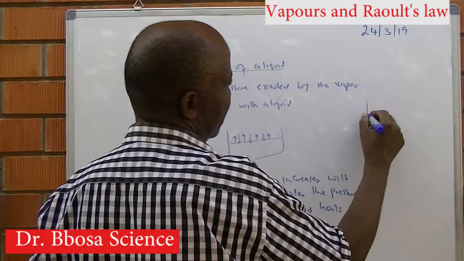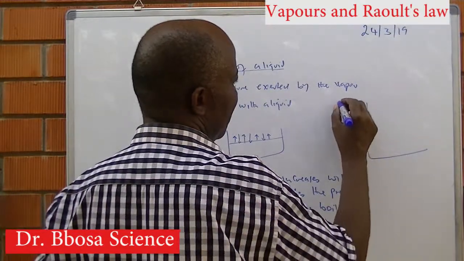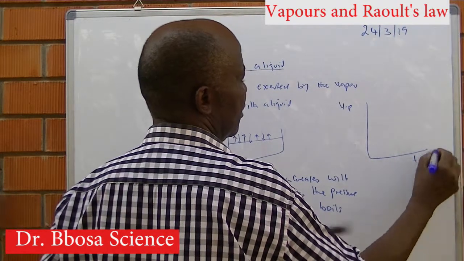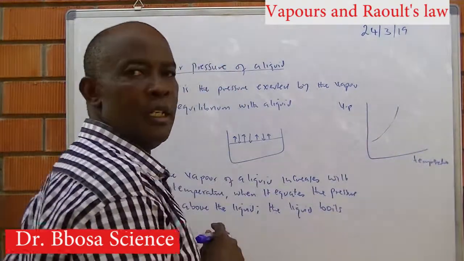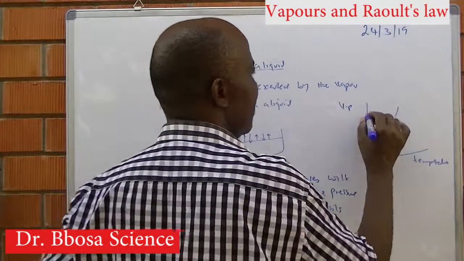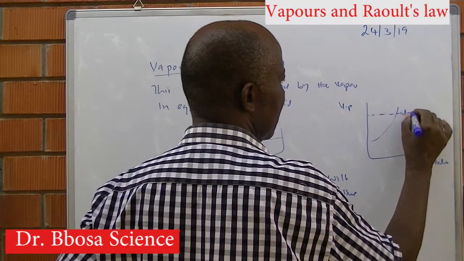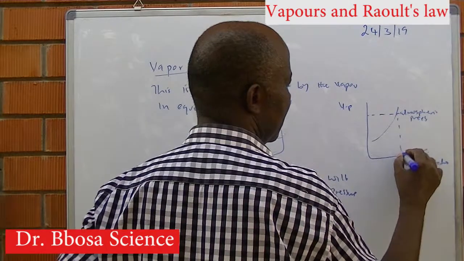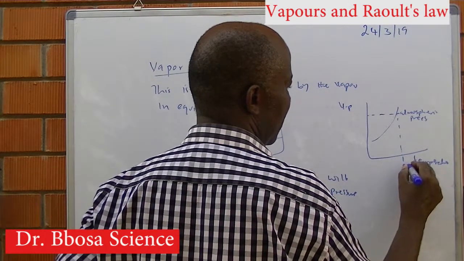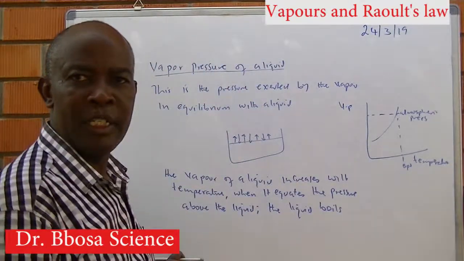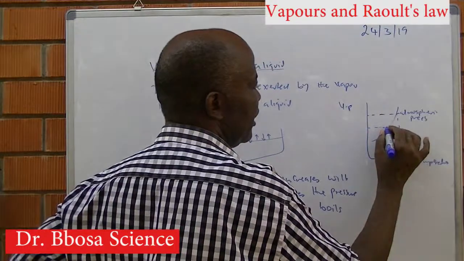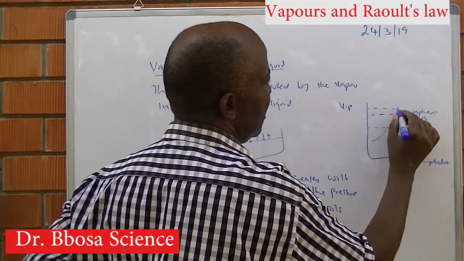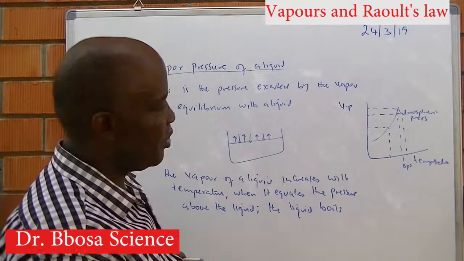If you have a graph of vapor pressure against temperature, you have seen that vapor pressure increases with temperature. If this is atmospheric pressure, then this becomes the boiling point of that liquid. It implies that when the pressure is reduced, the boiling point also reduces. When the pressure is increased, the boiling point also increases.